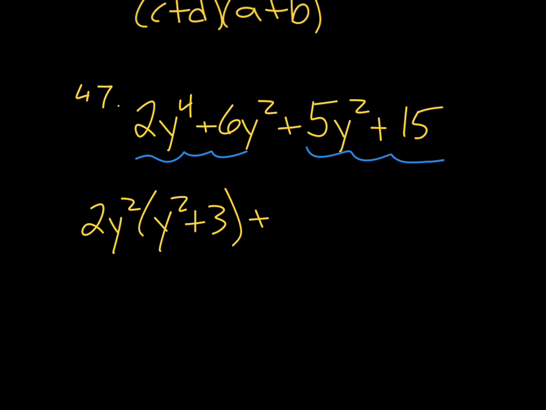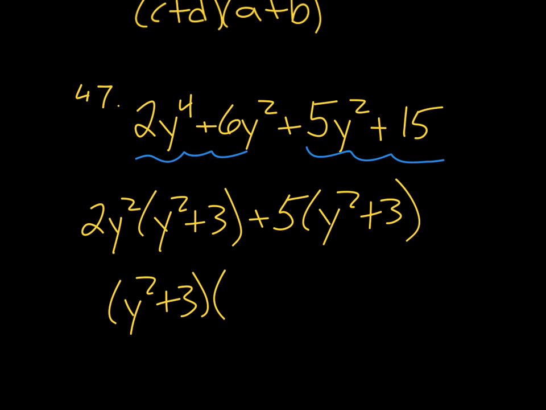What comes out of that next group? What's left over? Y squared plus 3. 2 terms, what's the greatest common factor? Y squared plus 3. What's left over? 2y squared plus 5. You guys are going to be factoring before you know it. We're going to be factoring before the weekend.